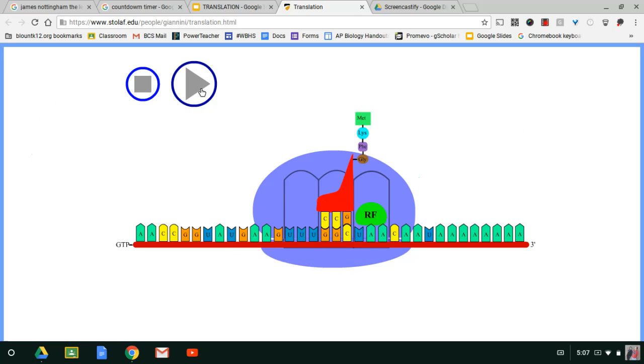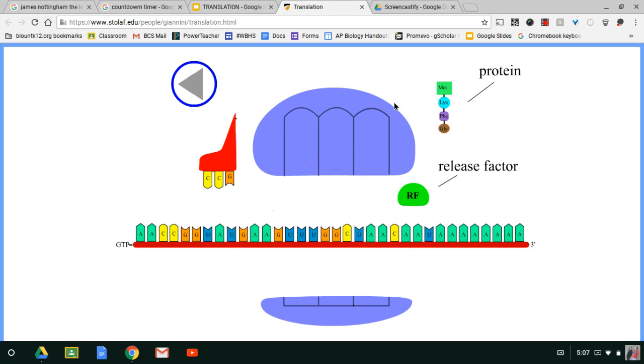So that would represent a stop codon. Here come the release factors. There are the release factors. Now the whole thing is stopped. This is a misnomer. It's not technically a protein yet. It is an amino acid chain.